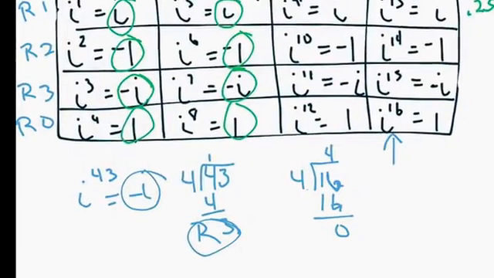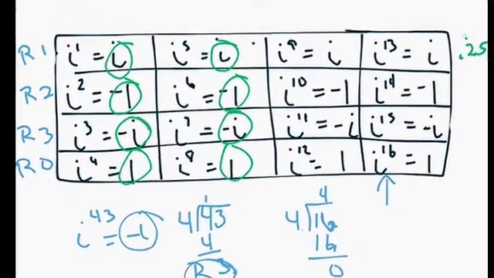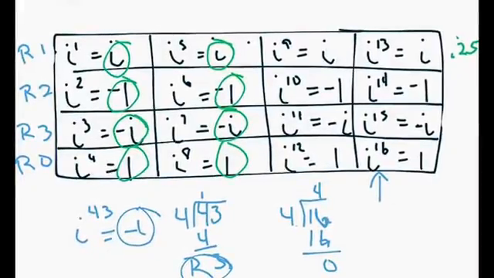So the decimals on the calculator: 0.25 will equal i, 0.5 will equal negative 1, 0.75 will equal negative i, and no decimal means it equals 1.